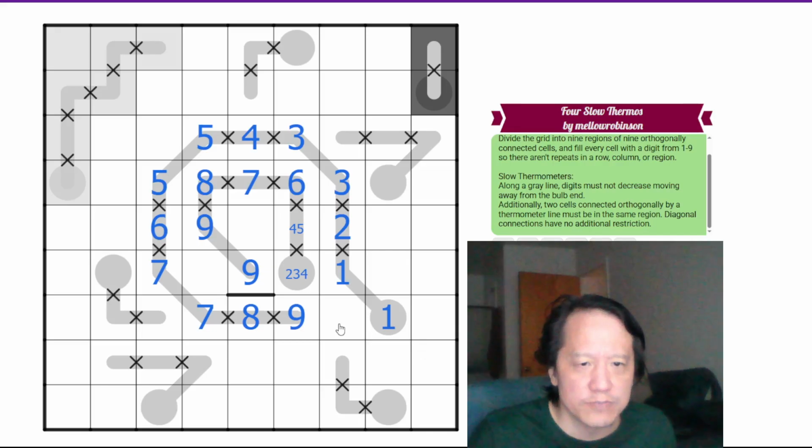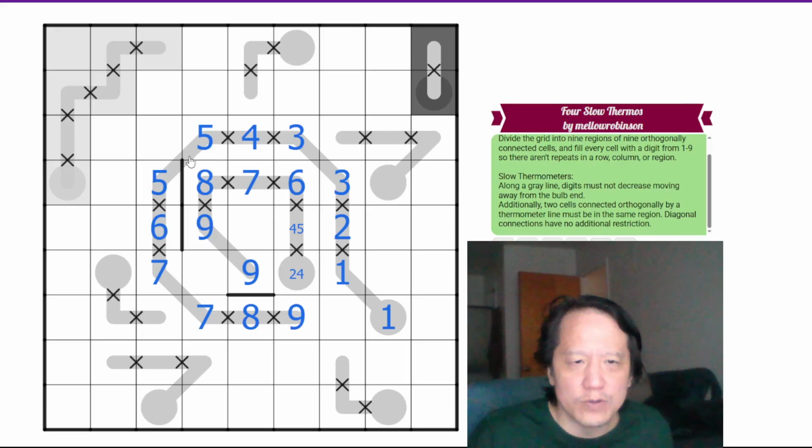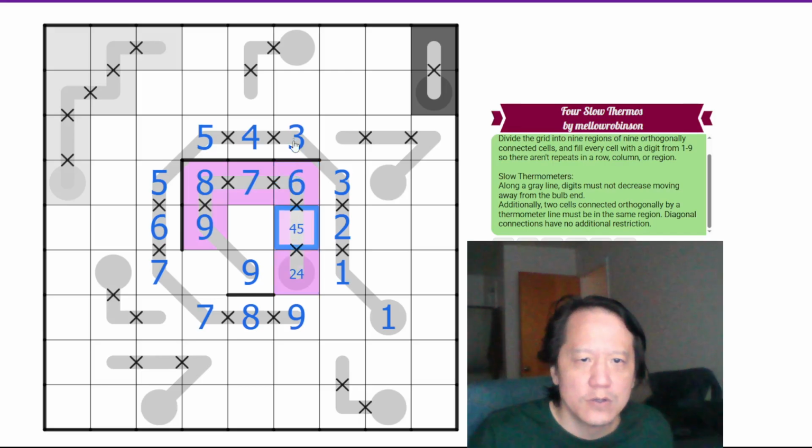These are different regions because 7, 8, and 9 are the same region. We have 6, 7, 8, 9 here, so these have to be different regions. And we have a 4, 5 in this cell here. This can't be 3. So therefore, these have to be different regions, because we have a guaranteed 4 or 5 here, and this contains a 4 or 5 in the same region.